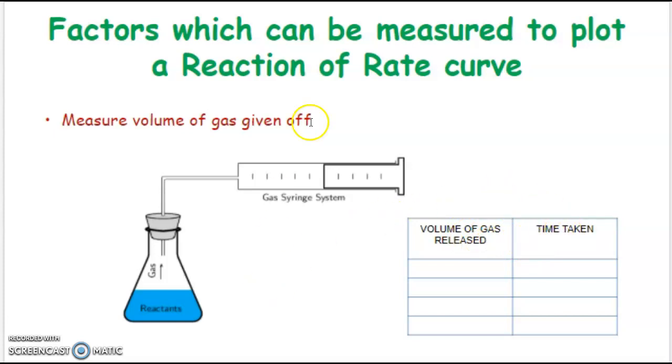Now that graph would have a specific shape, looking very much like this. So volume on our y-axis and time taken on our x-axis. When that graph is plotted, it will have this general shape, and that is the case because the volume of the gas would have been increasing throughout the course of the reaction.